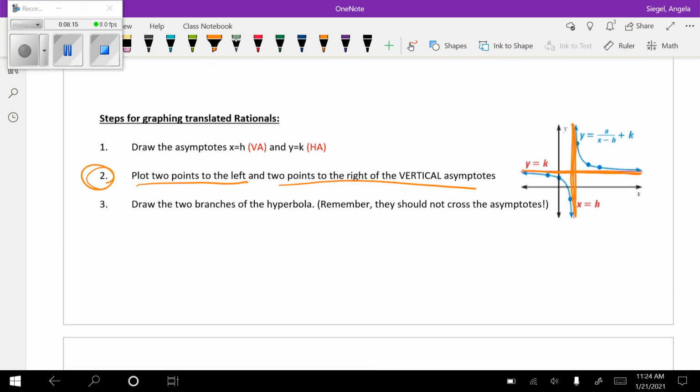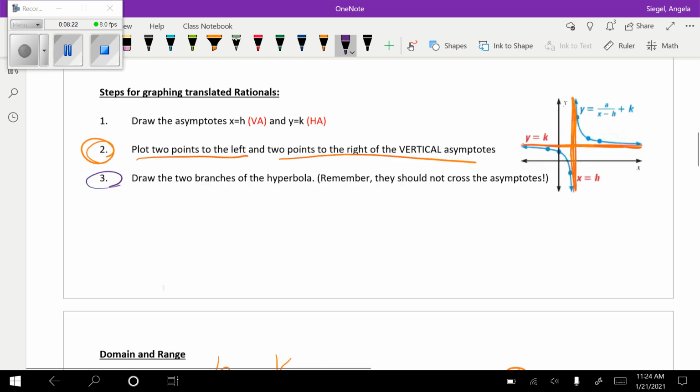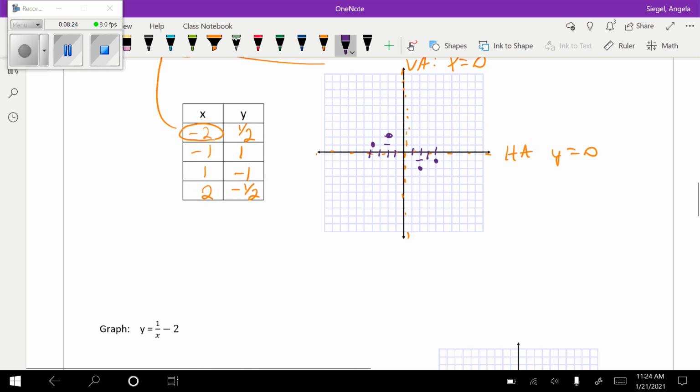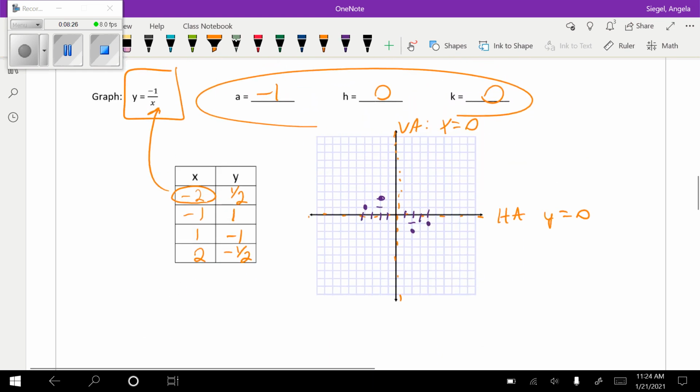So we did that. Let's see, draw the two branches of the hyperbola. Remember, they should not cross the asymptote. So I'm going to extend that. It goes beyond that, but they can't even touch it. So it's going to approach it up here, and it's going to approach it over here, and it's going to look like that. So it's getting very, very close to them, but it never touches or crosses them.